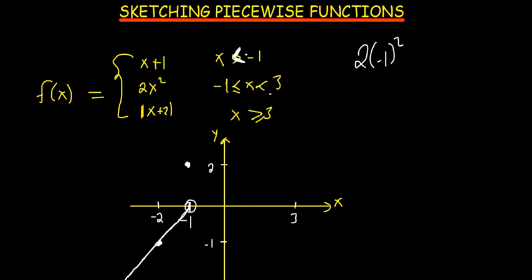And when x is 3, we'll substitute here again. That will be 2 times 3 squared. 3 squared is 9, and 9 times 2 is 18. 18 will be somewhere very much on top. Let me just say it's here. This is 3 comma 18. So this function is supposed to move like this, passes here, and then goes all the way up to this point. And then for values of x greater than or equal to 3, this is the function that we are using.